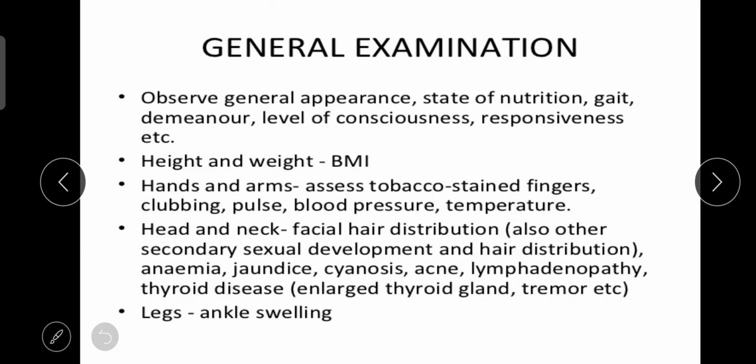Then you do the head to toe examination, including hands and arms, like you would do for any other patient. But here you have to go for extra things, because it's a gynecological case. Normally, head to toe physical examination is done the same way as for other patients, and for this patient also we are going to do the same things.